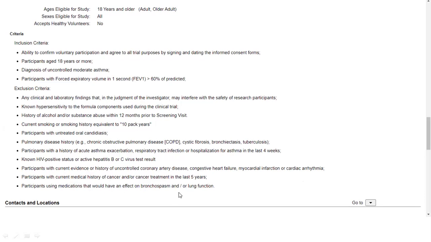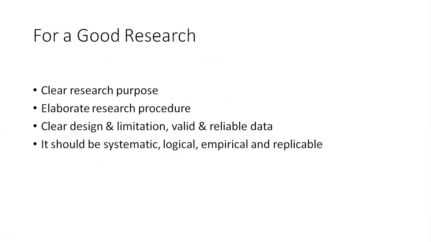So what we are trying to do out here is that for a drug that is under study, any contraindication to that particular drug would be an exclusion criteria for this particular study. So this is how we go for the selection criteria.